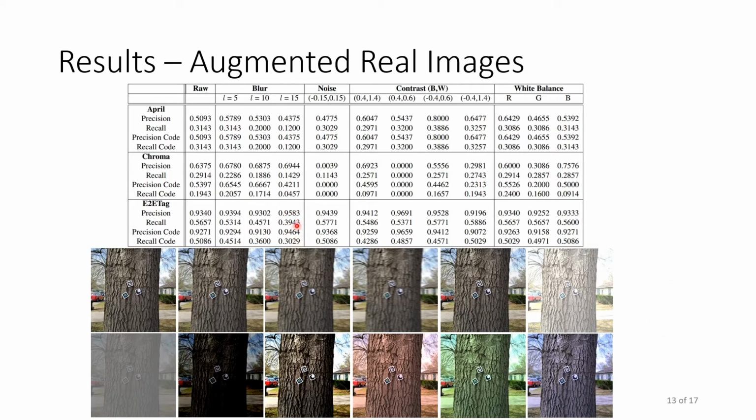We have better recall under additive noise, dark contrast, and high contrast than the raw images. We assume that the network has favored training under these augmentations, and the marker design is made to be particularly robust under these augmentations.